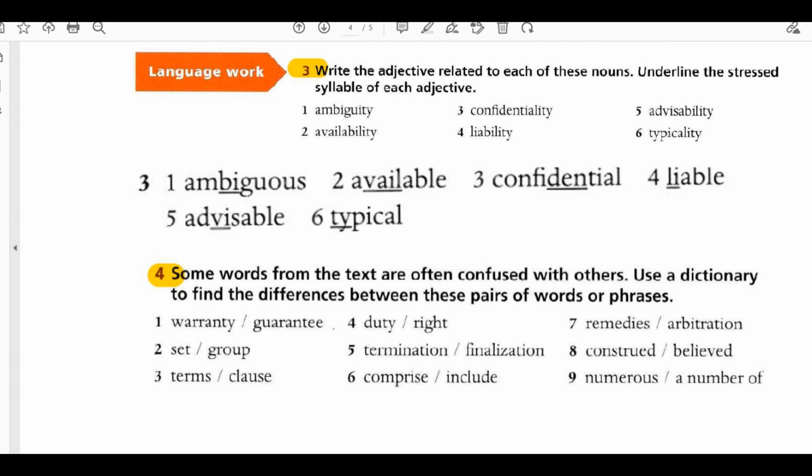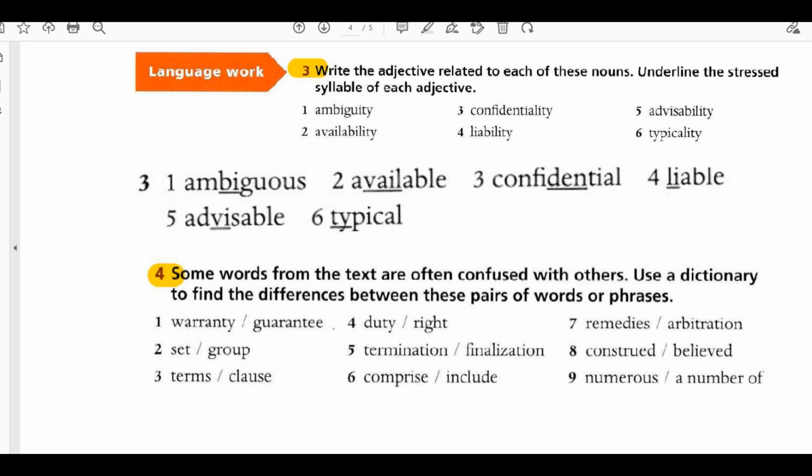Let's go to the language, work, and vocabulary section. We need to write the adjective related to each of these nouns. First, ambiguity, ambiguous. Second, availability, available. Third, confidentiality, confidential. Liability, liable. Advisability, advisable. And typicality, typical.